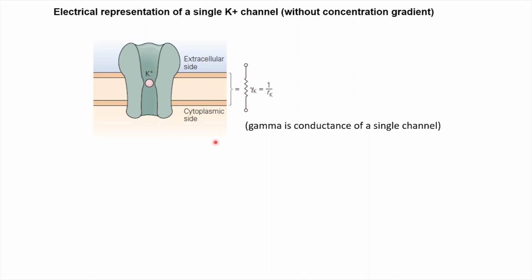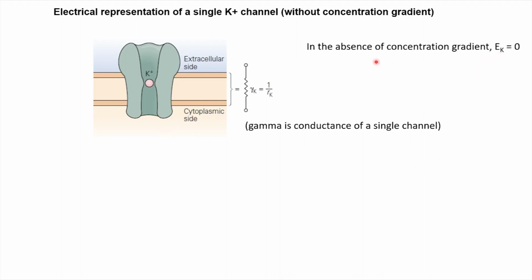And of course we know that potassium ions are more abundant inside compared to the outside. But for simplicity, let's first consider the case where the two concentrations are equal. So there is no concentration gradient. And in that case, an equilibrium between electrical and concentration gradient will be reached if the electrical gradient is also zero, which means that the equilibrium potential for potassium in this case should be zero.